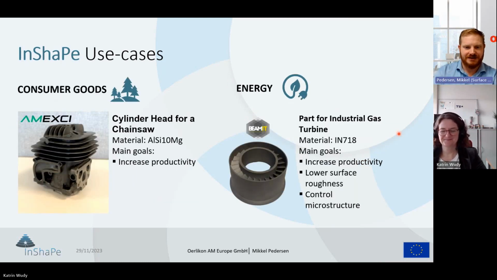So here we have the last two. On the left, we have the cylinder head for a chainsaw from Amexi. Here we have aluminium, again, a material where we could improve the absorption of the laser power to help print faster and improve productivity. But another real key goal of increasing productivity of this one, which is potentially a high volume part, is to stack the parts in the Z direction.